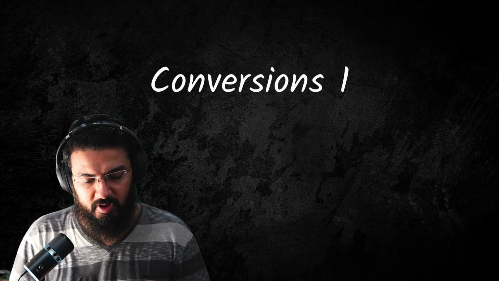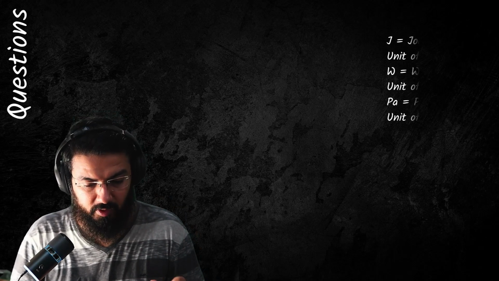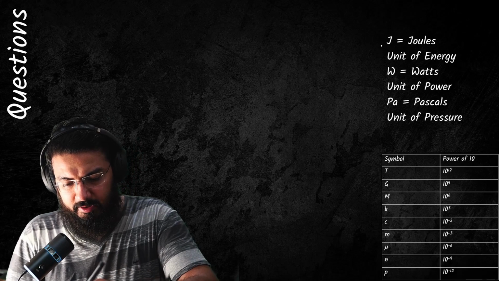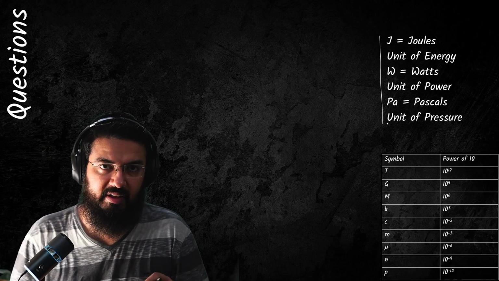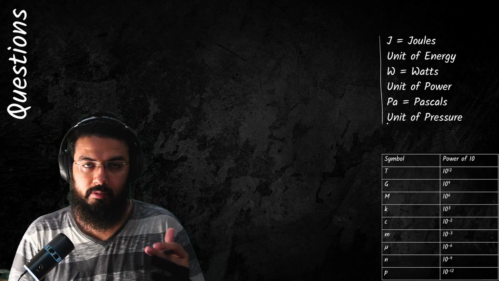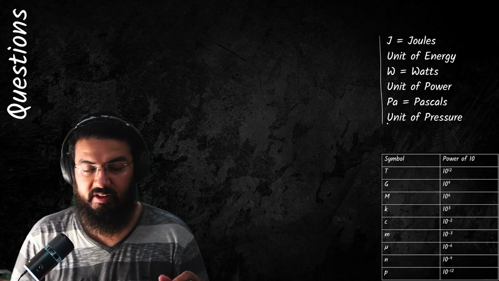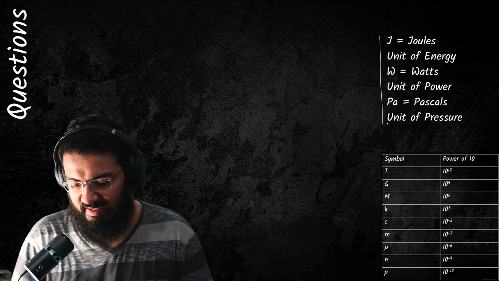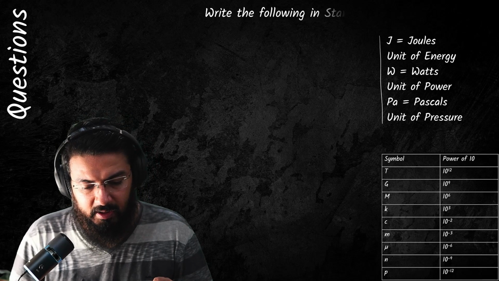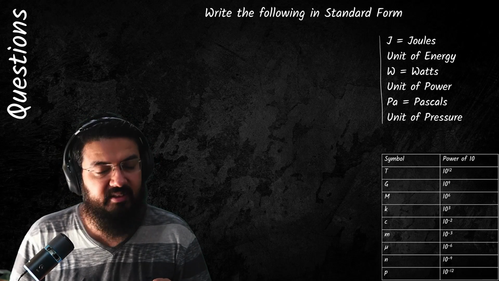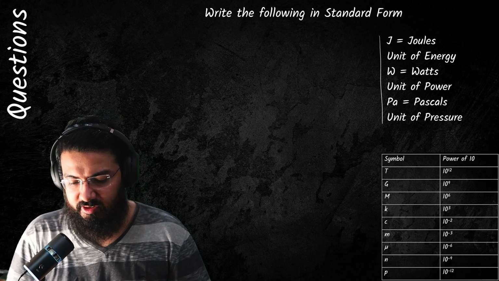So first, what we are going to do is convert numbers with prefixes to standard form. All right. So we have a set of units right here. In case you don't know what capital J, W or Pa means, capital J is joules, capital W is watts and Pa is pascals. So write the following in standard form. We want to convert prefixes to standard form.